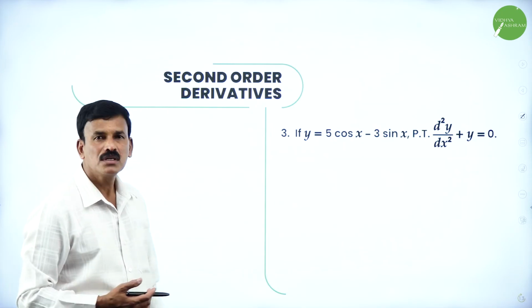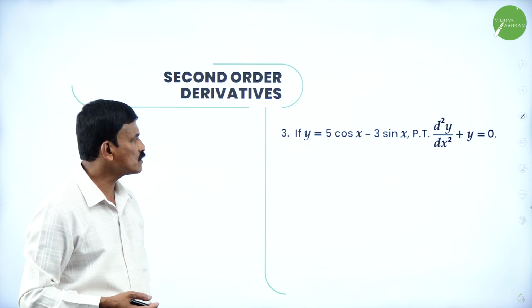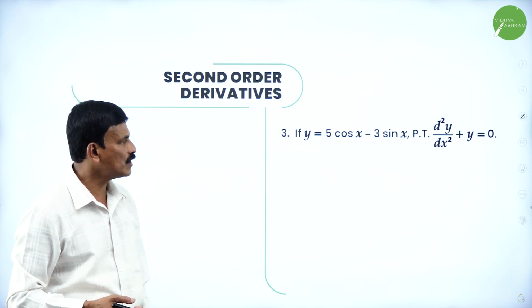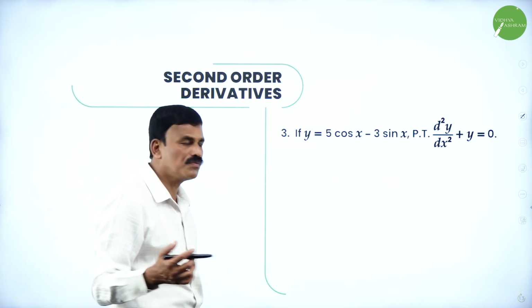That's it. Let us come to the last problem in this session. y is equal to 5 cos x minus 3 sin x. Prove that d square y by dx square plus y is equal to 0. This is also a very important and easy problem for 3 marks.